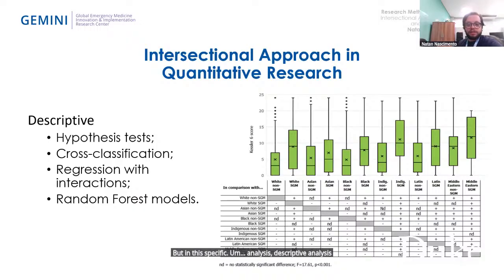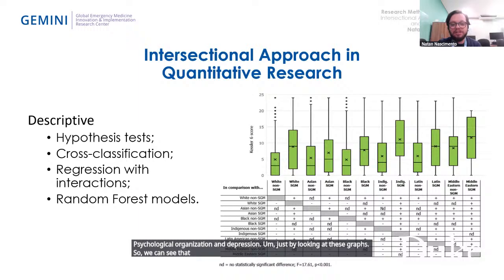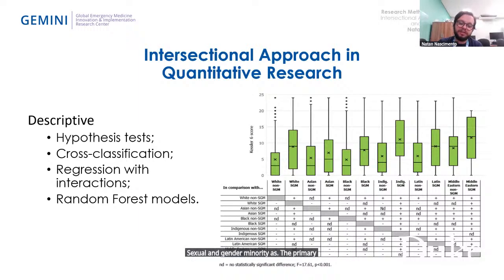But in this specific descriptive analysis, it's based basically on understanding how you can see differences, more sensible differences, just by looking at it. So looking at this graph, we can see that there are differences in how discrimination impacts psychological distress and depression, just by looking at these graphs. So we can see that white non-sexual gender minority, as the primary factor or as the reference group, meaning that it's the group that experienced less discrimination, will have fewer depression symptoms or any psychological symptoms than Middle Eastern sexual and gender minority groups. And this is seen in the graph, and you can see it in the table here when they do the statistical analysis.